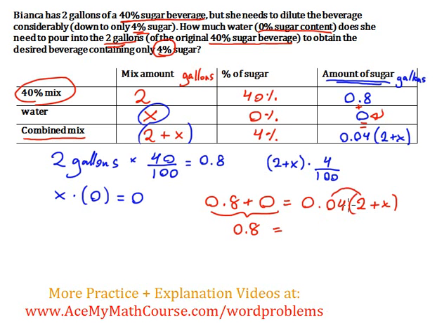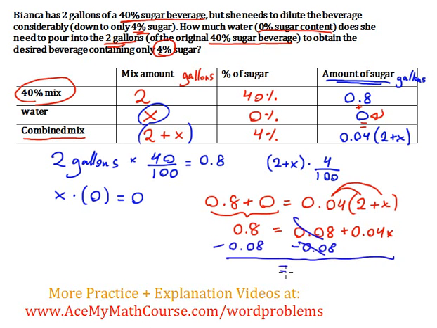So 0.04 times 2 is 0.08. 0.04 times X is 0.04X. Fantastic. Now I can subtract 0.08 from both sides of the equation. So over here we're going to end up with 0.72. Hopefully you won't need to check on your calculator. Just trust me. And I can bring down the 0.04X.